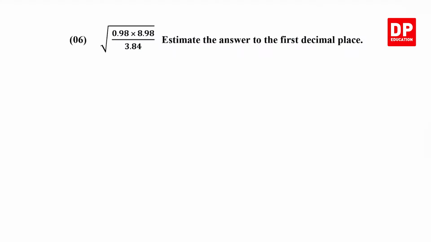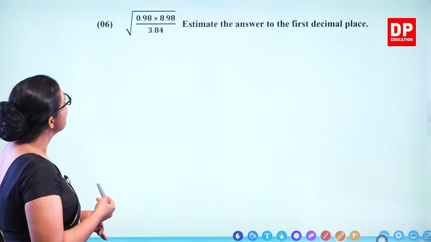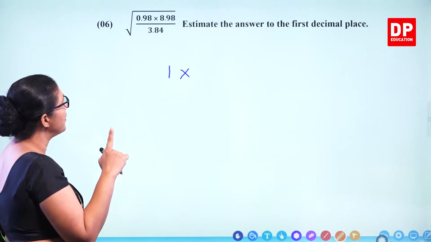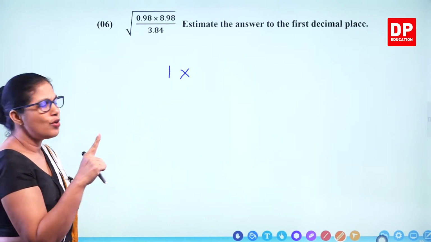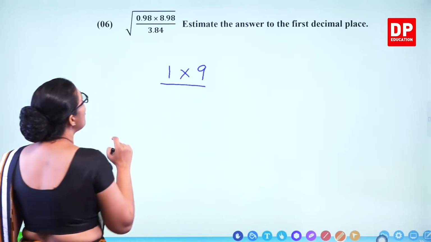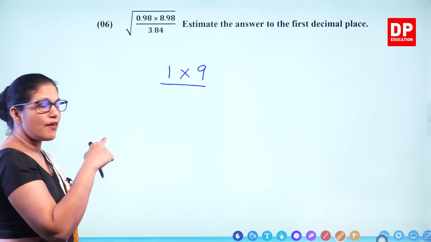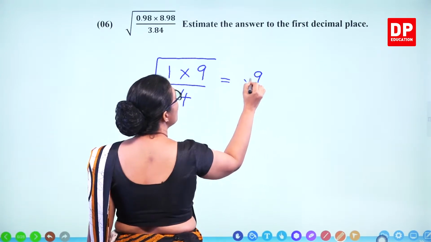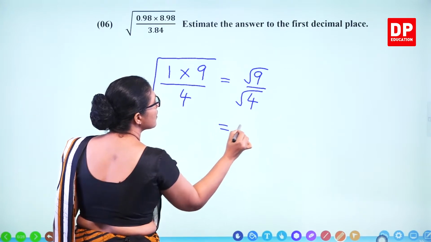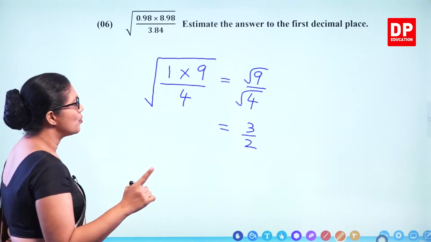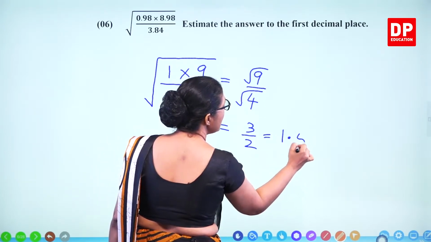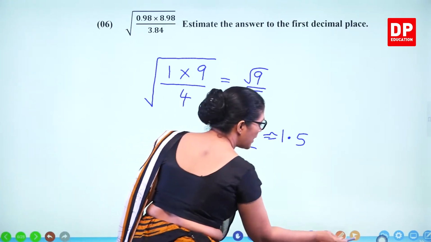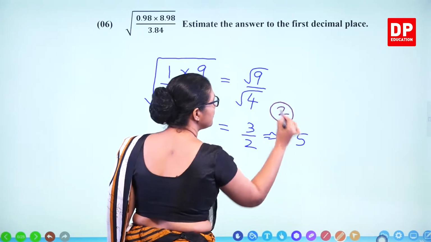Question number 6. Estimate the answer to the first decimal place. So 0.98 you can write as 1. Round it to 1. 8.98 you can round it to 9. 3.84. 8 is bigger, so you can round it to 4. When you take square root, this becomes 9 square root over 4 square root. 3 over 2. So 3 over 2 means 1.5. So roughly 1.5. So that's a rough value. So that's 1 decimal place. So you get 2 marks for that.